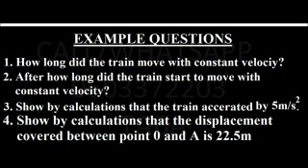And then the fourth one says, show by means of calculations that the displacement covered by the train during the first constant acceleration is 22.5 meters.